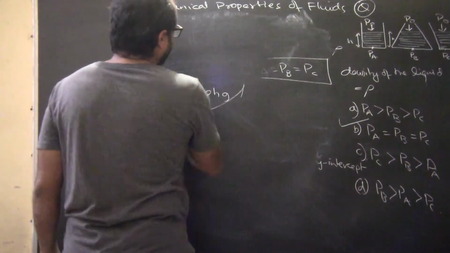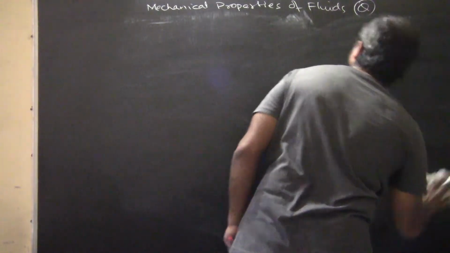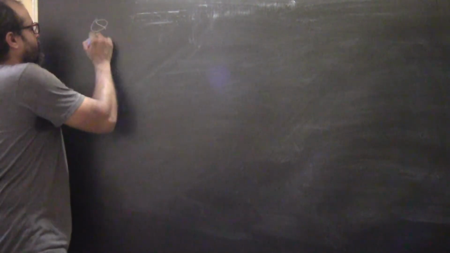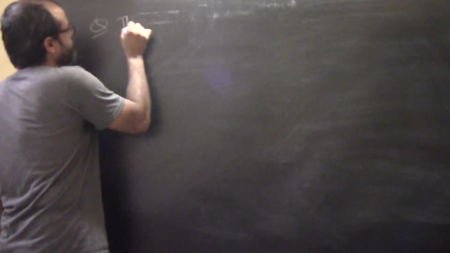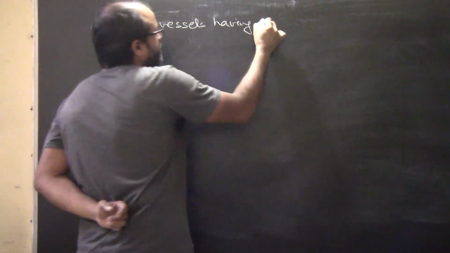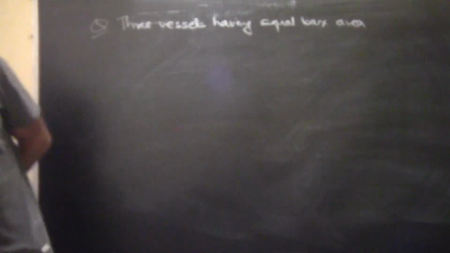All right, we will have another problem in this one. The question goes here: three vessels having equal base area. There are three vessels having equal base area, filled with equal volume of the same liquid.